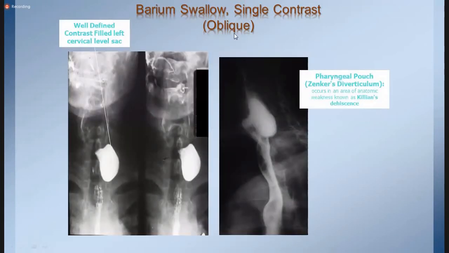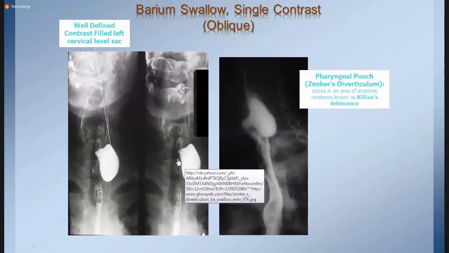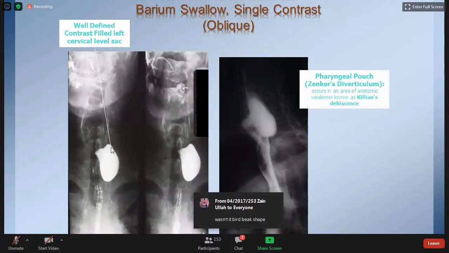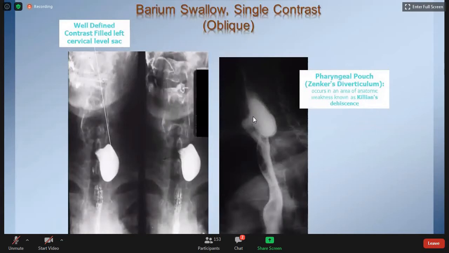Another barium swallow single contrast study demonstrates a large outpouching from the posterior aspect of the upper cervical esophagus, usually seen at the dehiscence called Killian's dehiscence in the upper cervical esophagus, representing Zenker's diverticulum.